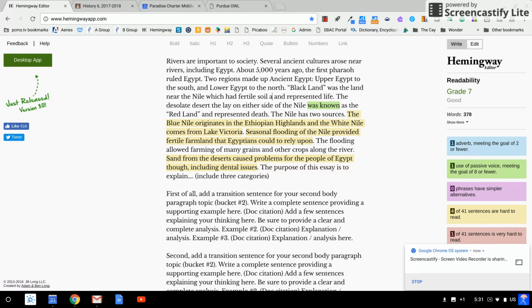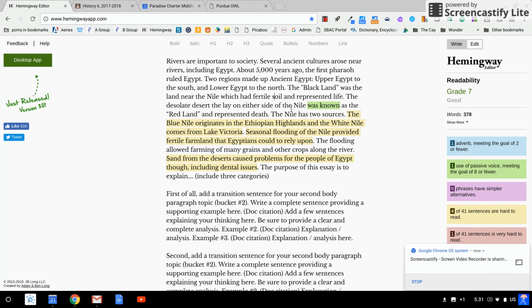Okay, it's hard for me to think and type and talk at the same time. So now this sentence reads, and I probably need to put the there, the Black Land, and I didn't need to put the quotation marks there. Sorry about that. Okay, the Black Land was the land near the Nile, which had fertile soil and represented life. So my verb is was here, and now my subject is performing the action.